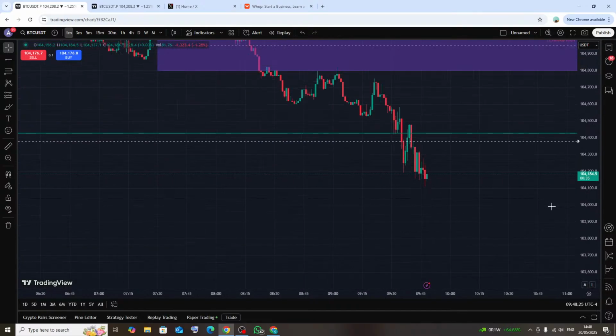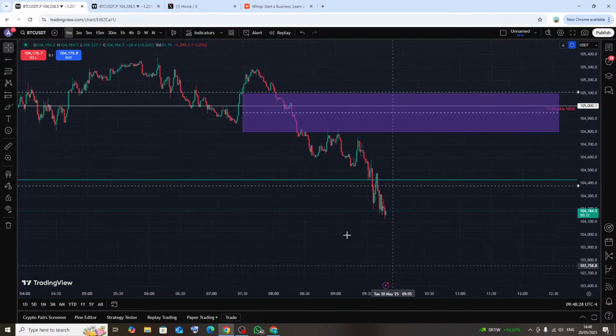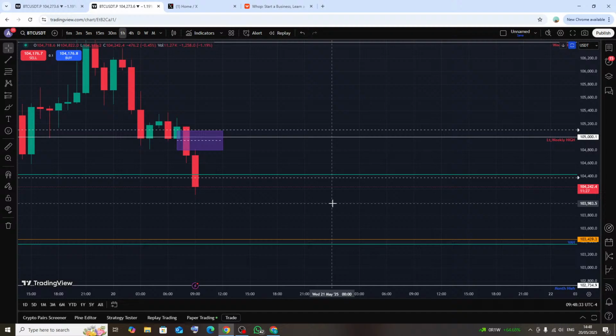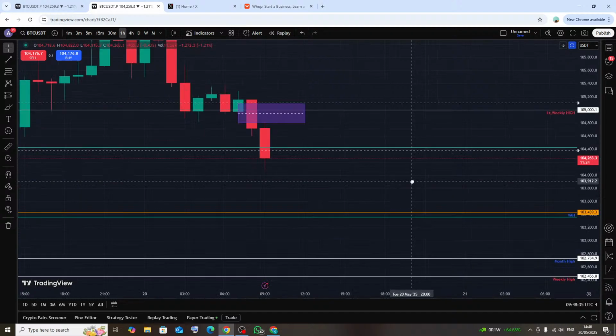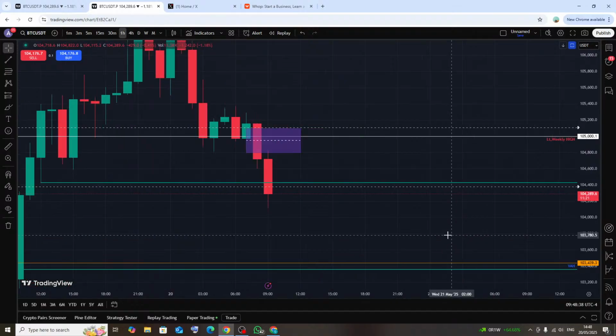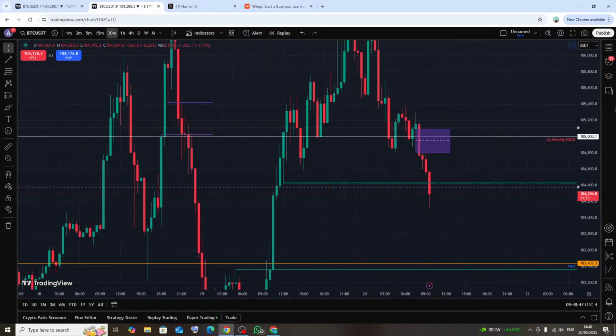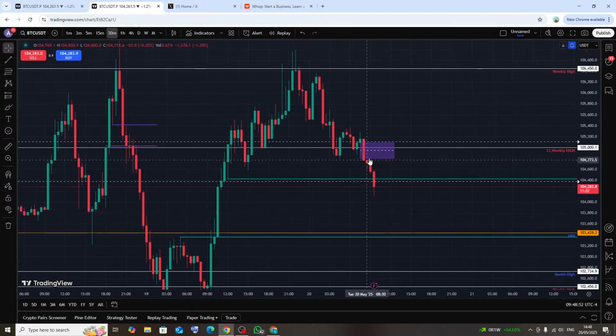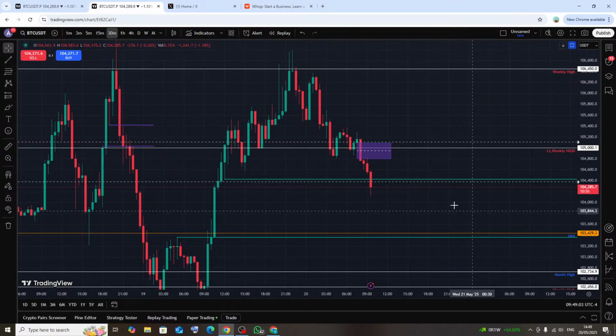Yes, the structure of the market is going down. Actually, if you watch on a bigger picture, this is going down, and this is going down. The market just tapped into this 30-minute fair value gap, trading inside this 4-hour fair value gap. We have 2 hours left for the 4-hour time frame as well.